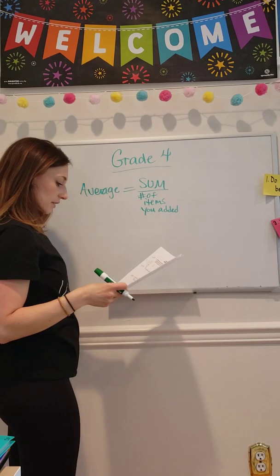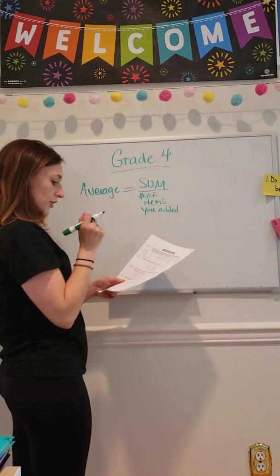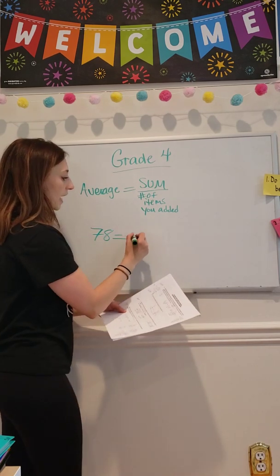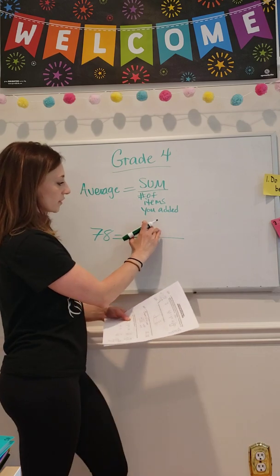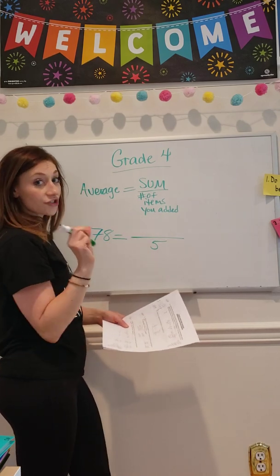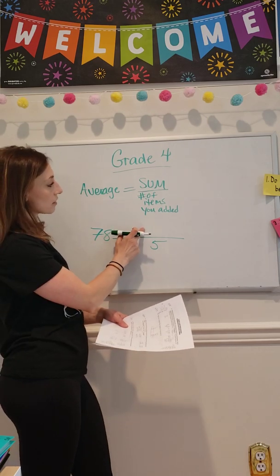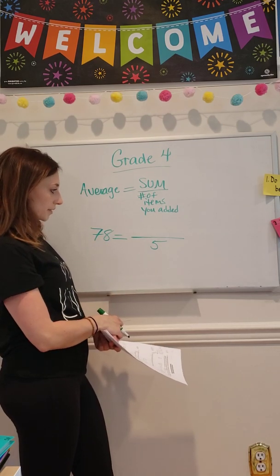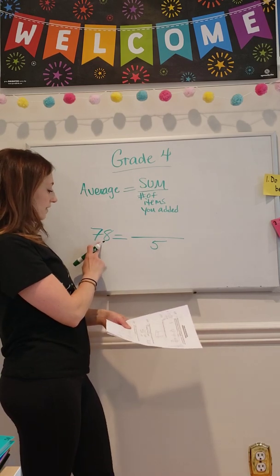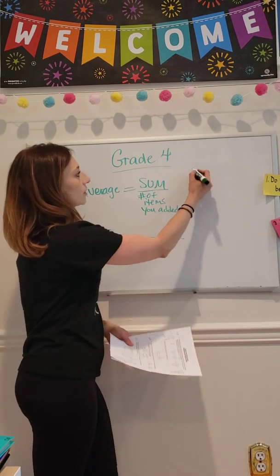Okay, so in this case, if Mario's average on his first 5 spelling tests was 78, that means the teacher added up all 5 of those tests and divided by 5. We don't know what he got on each test, but we can determine the sum of the items that were added together, the sum of all of those scores, by multiplying 78 times 5. So I'm going to do that over here.